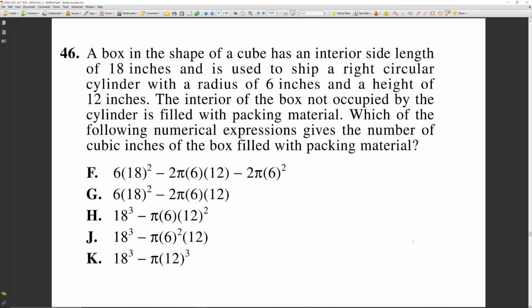There you go. Number 46. Okay, skip to the end. Which of the following numerical expressions gives the number of cubic inches of the box filled with packing material? Okay, so it seems like we have cubic. Let's keep that in mind as we read through the question.